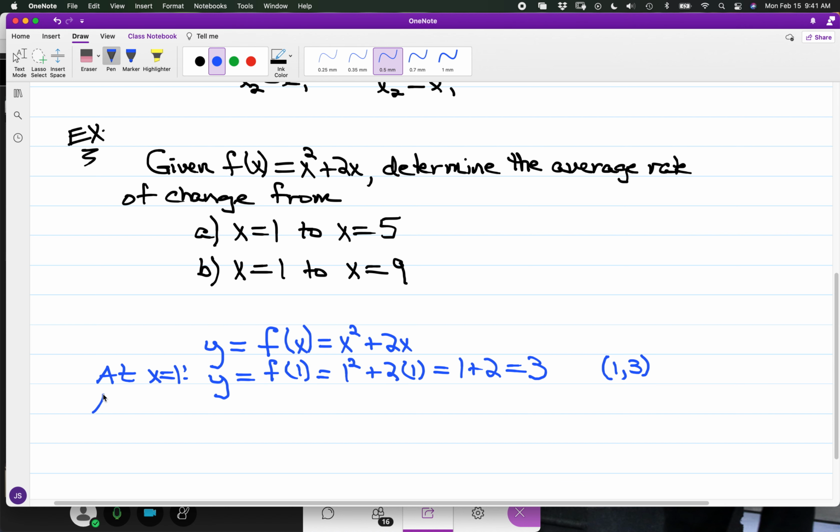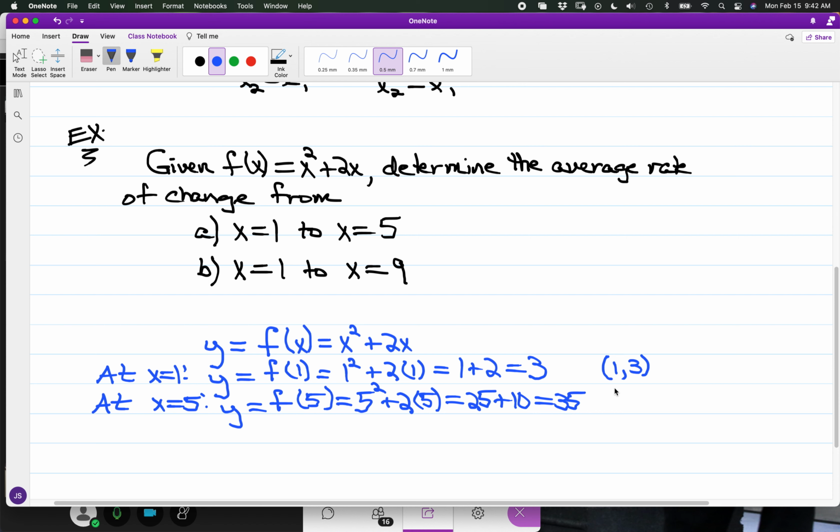Now, if we go from x equals 1 to x equals 5, for the corresponding y value we have f of 5, so that's going to be 5 squared plus 2 times 5. 5 squared is 25, 2 times 5 is 10, and 25 plus 10 is 35. So for that corresponding point, we have 5, 35.